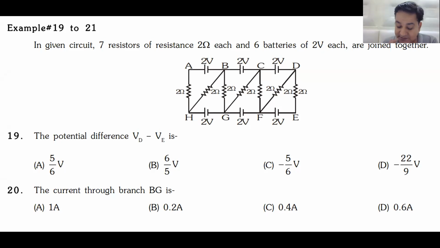In a given resistor, 7 resistances are connected like this. Each resistance is 2 ohms, and you have 6 batteries of 2 volt each joined together. The first question is, what is the potential difference between D, this point, and E, this point. The second question is what is the current through the branch BG? There are one or two more points, but if you solve this circuit, the rest of the points will definitely come. So let us now focus on these two questions. I'll give you 2 minutes to solve this.